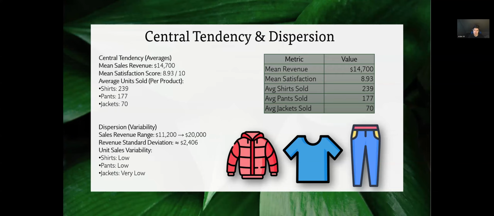And now that I've gone over the data set and core descriptive stats, I'll pass it on to Giovanni to walk you through the inferential stat section of our project.